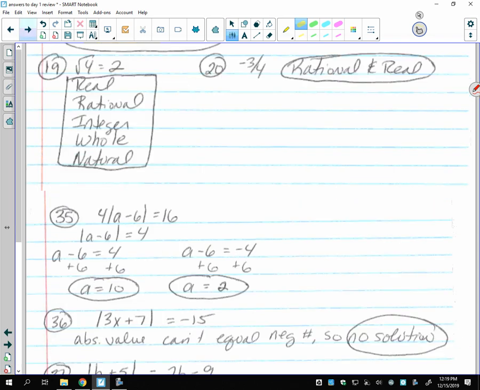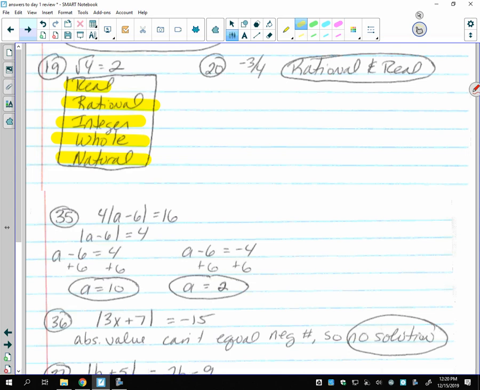Square root of 4, they tried to trick you because some people see a square root and automatically think irrational. But irrational numbers are square roots that don't simplify, like the square root of 3 or the square root of 5. But this is just 2. So 2 is all of them. They are natural, whole, integer, rational, real. Remember that your number can't be both rational and irrational.